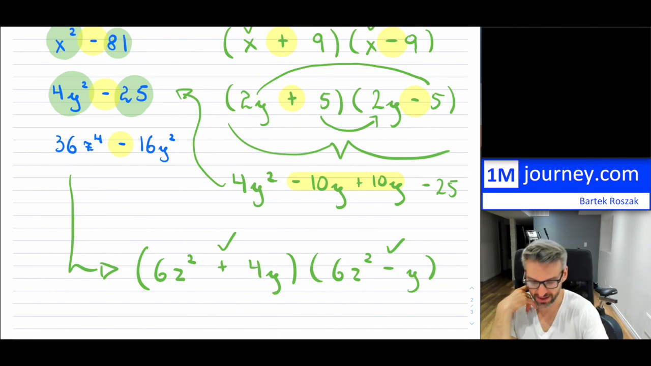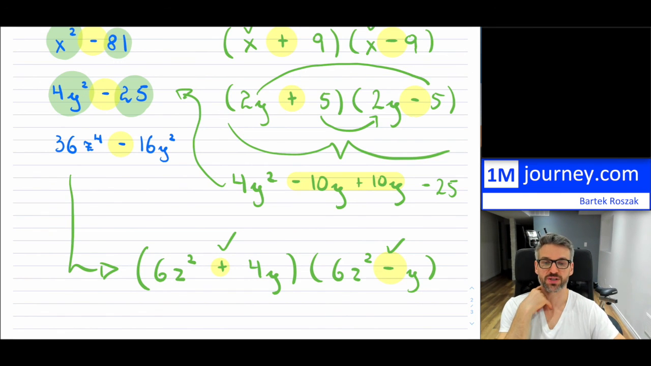But the key thing is that those two signs have to be different if you want that middle term to disappear. And that's how you tackle these difference of squares and how you factor them out if you do run into them in school at some point.